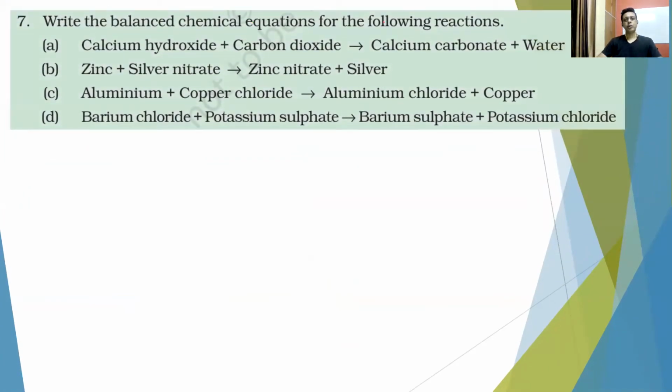Write balanced chemical equation for the following: calcium hydroxide plus carbon dioxide. Calcium hydroxide, Ca(OH)2, plus carbon dioxide gives calcium carbonate plus water. So see whether it's balanced or not. Calcium is balanced. Carbon 1 is balanced. Oxygen 3 plus 1, 4. 2 here, oxygen is balanced. Hydrogen 2. The equation is balanced.